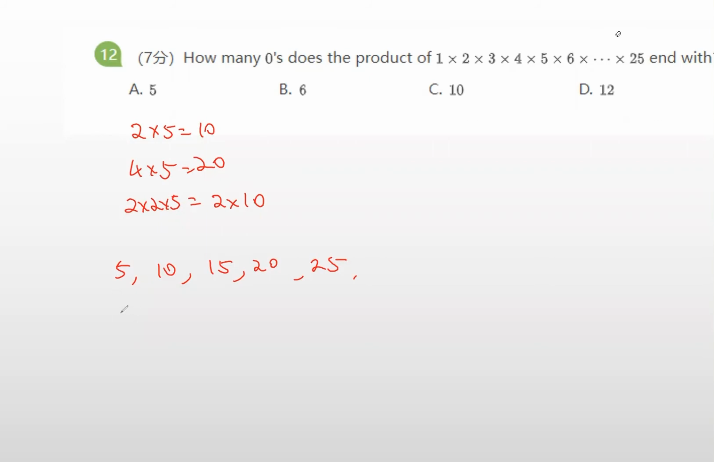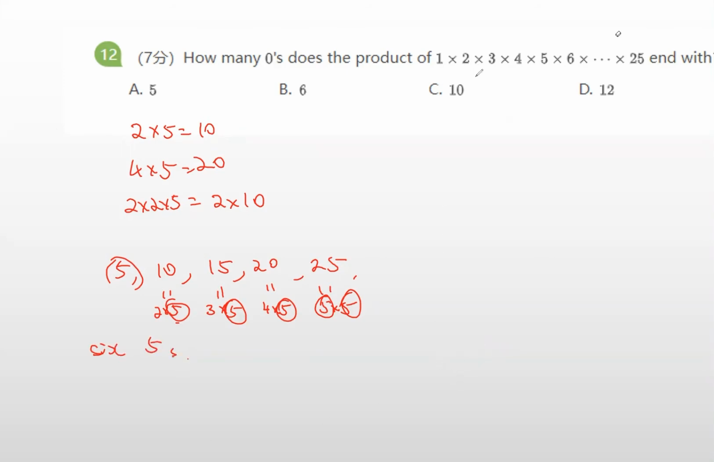Five is just 1, 5. 10 is 2 times 5, so that's 1, 5. Sorry, this is 3 times 5. This is 4 times 5, and this is 5 times 5. But how many 5s are there in this product? So how many 5s in total? 1, 2, 3, 4, 5, and 6. So there are 6 fives.